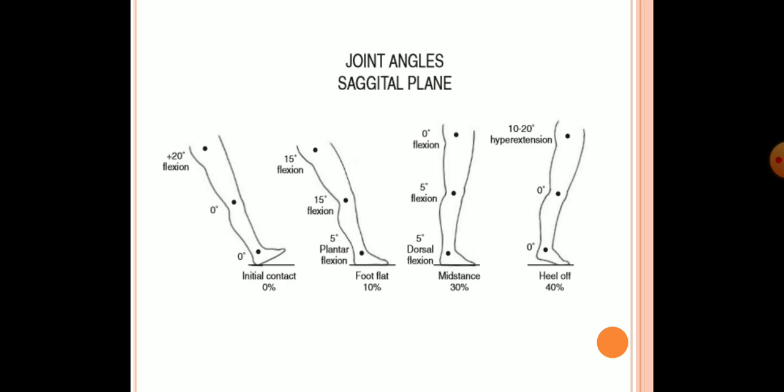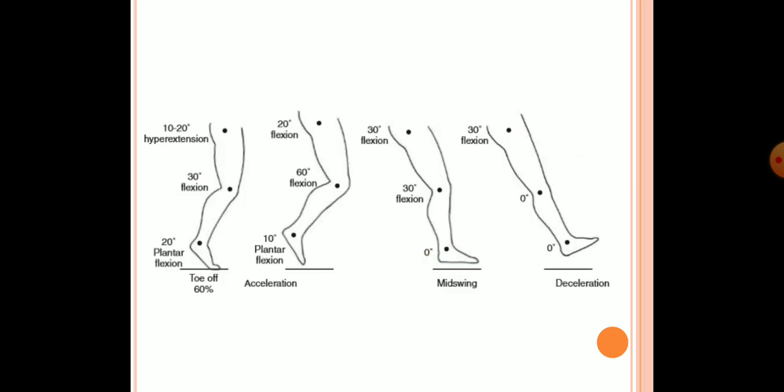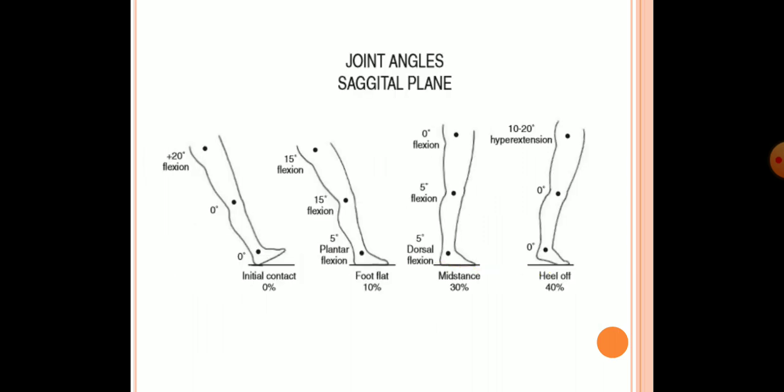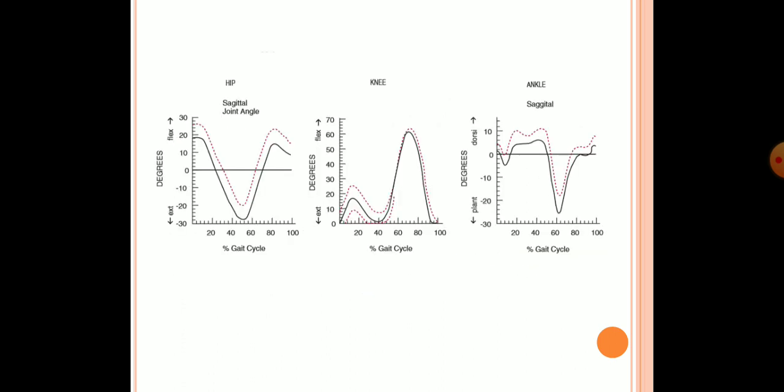After this deceleration phase, it is going for initial contact. So in the initial contact, again the same cycle continues. So these are the basic movements which are required in the sagittal plane to complete a normal gait cycle. So this is how we can graphically represent the movements which are happening in each joint in the sagittal plane.